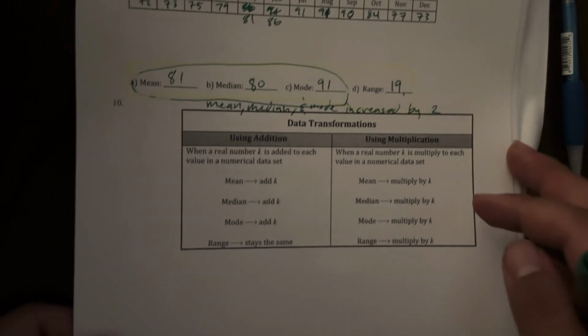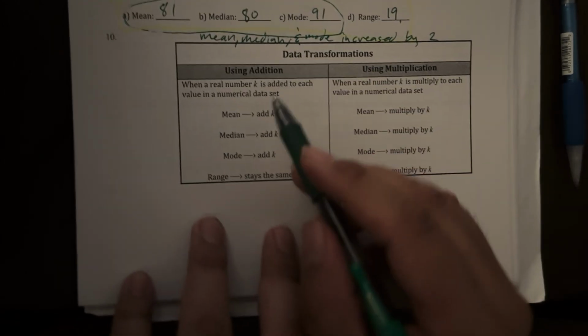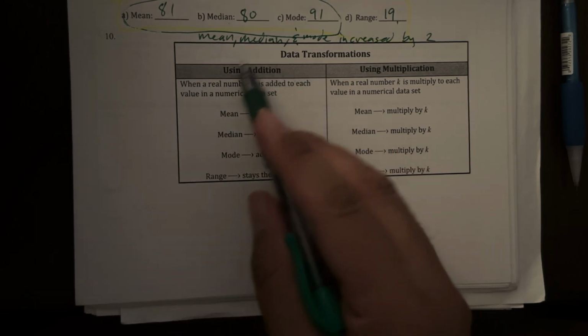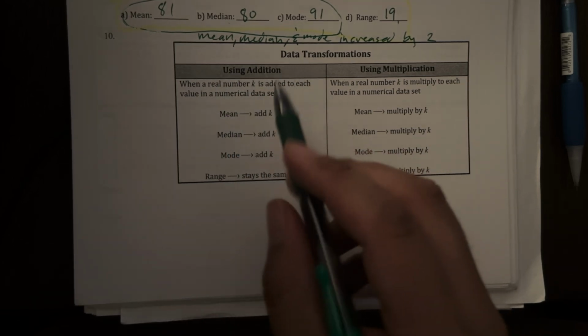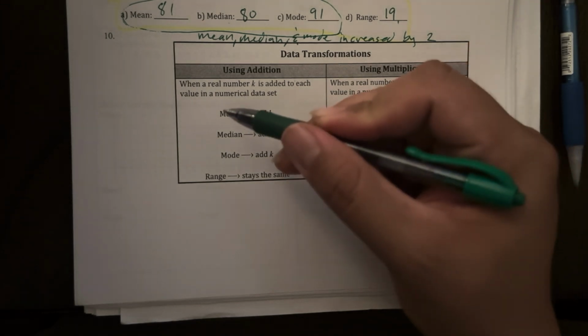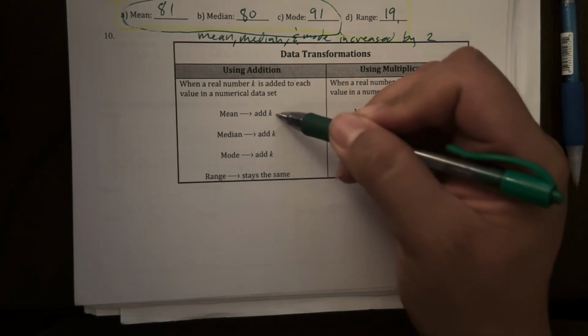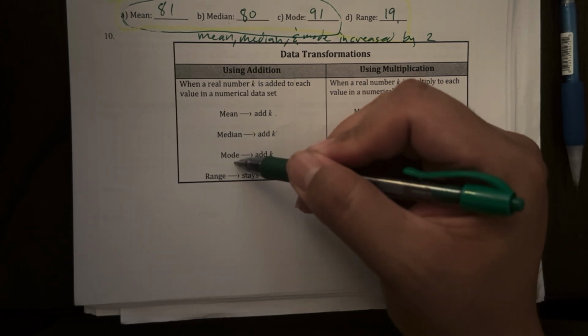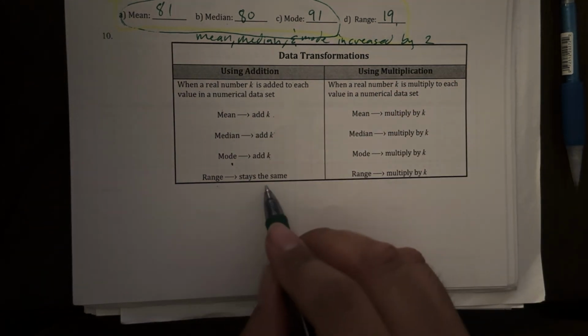And that's what it says down here. If you look at data transformations, if you are adding a value to each number in the number set, then all you have to do to the mean, the median, and the mode is add that value to those original measures. The range will always stay the same.